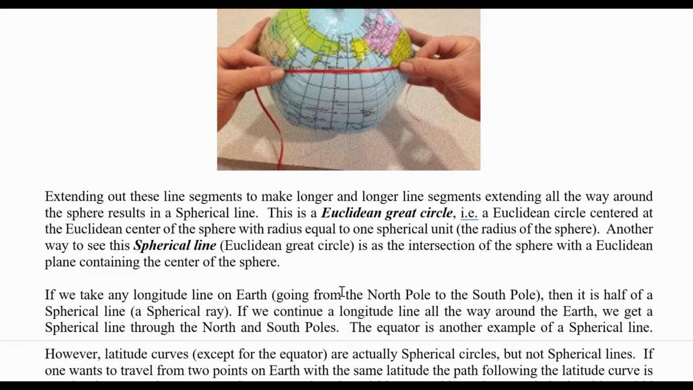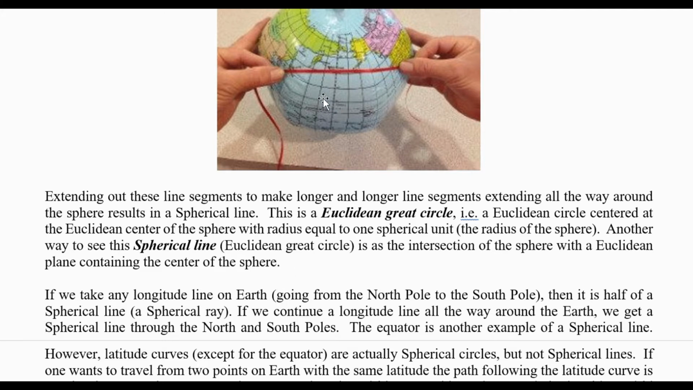However, be careful. These latitude lines going around like this that are marked are not great circles except for the equator. They are circles, spherical circles and Euclidean circles, but they're not spherical lines unless it's the equator.